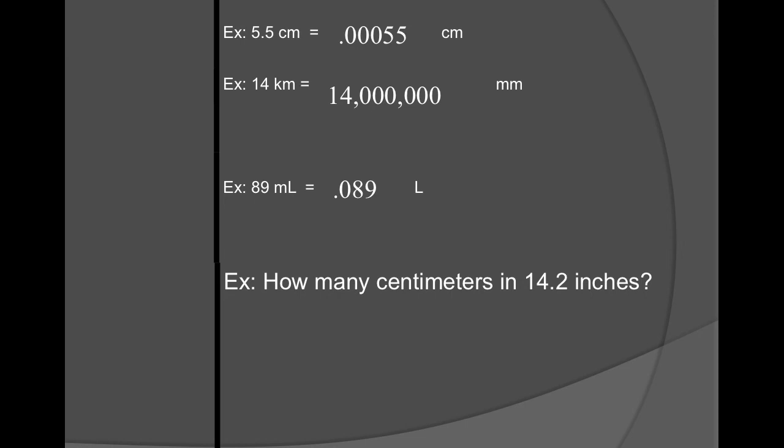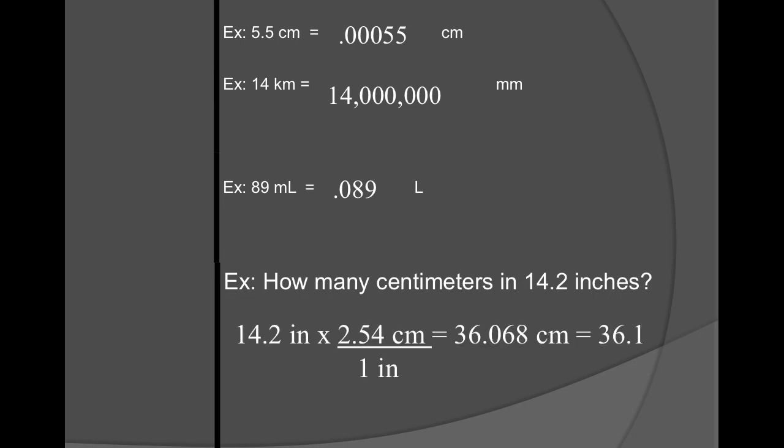Okay, with this one, you're going to definitely have to use dimensional analysis. The answer is 36.1, which is to 3 significant figures. So we have 14.2 inches times, and notice that my 1 inch is on the bottom, the centimeters are on top. That gives me 36.068, and your total answer at the end should be 36.1 centimeters.